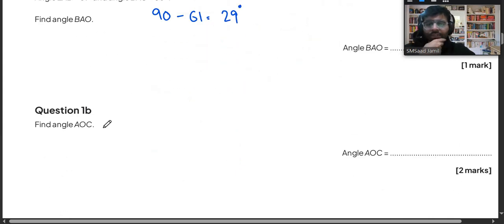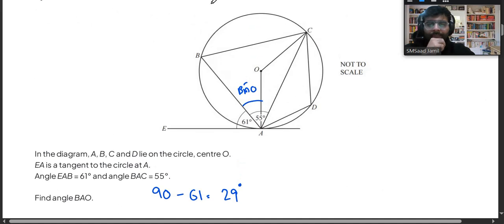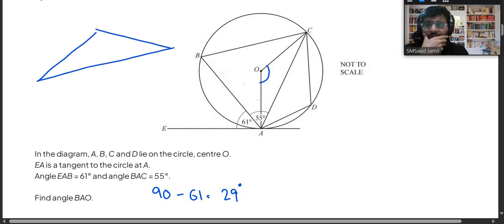Moving on to the next question, it says find angle AOC. Now let me erase this. They are asking you to find this angle. Now look guys, even though this question seems difficult, it's actually not. I'll make a separate diagram like this, in which we have OAC. Now if you look at it, this whole thing is 55 degrees, alright?